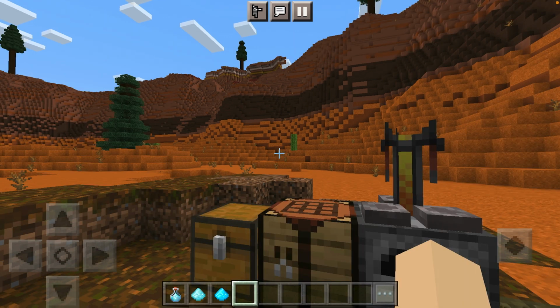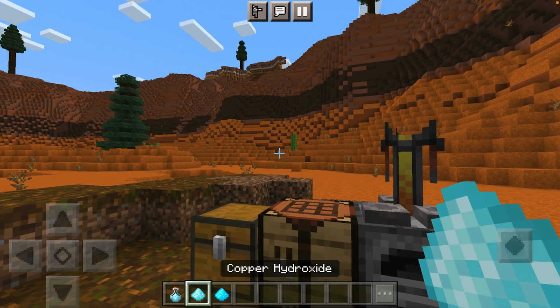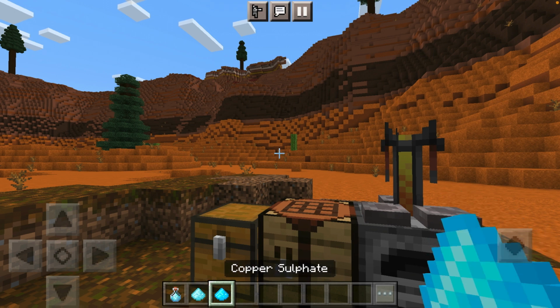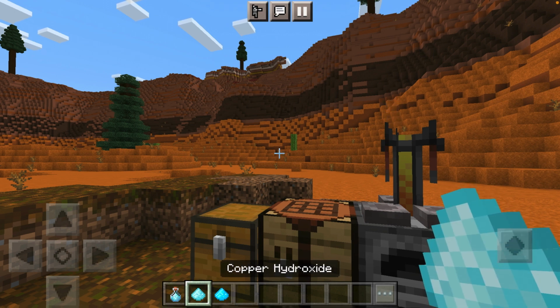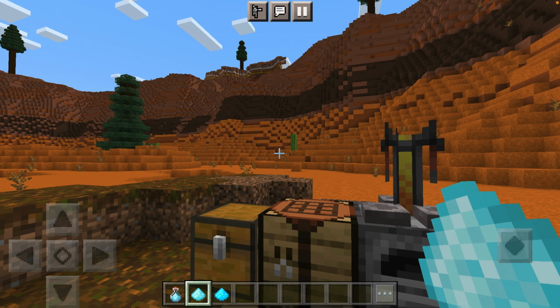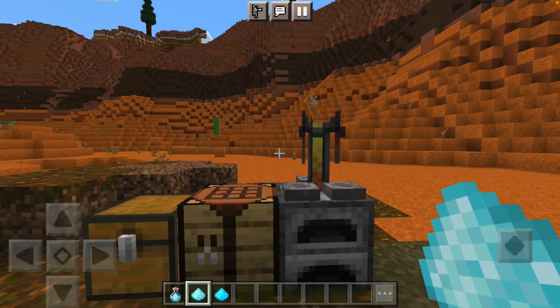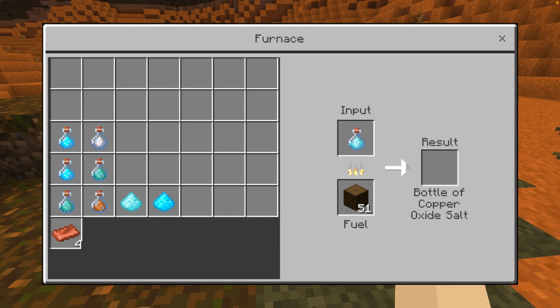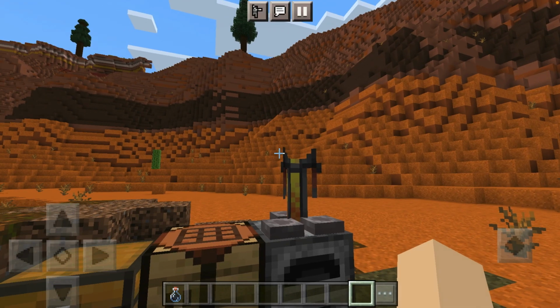Okay, can we guys just take a moment to acknowledge how shiny copper hydroxide looks? I mean, this is copper sulfate, and then look at how shiny copper hydroxide is. Look at it, and it definitely does not look like something else. We can also smelt the copper hydroxide to make copper oxide. Speaking of oxide, we can actually.